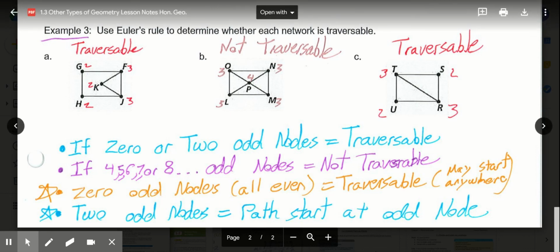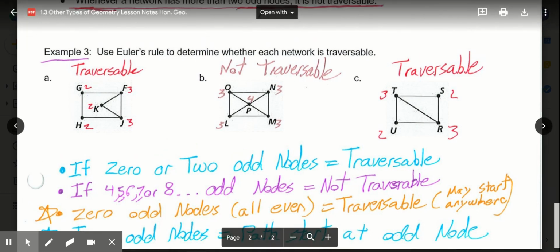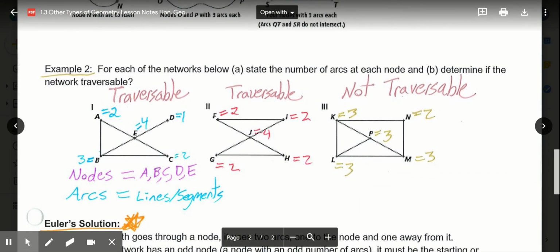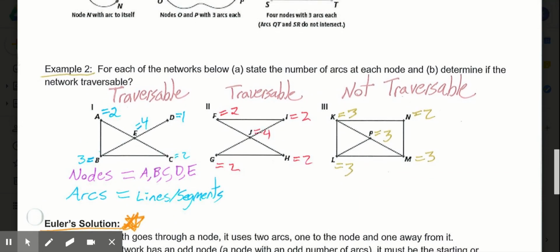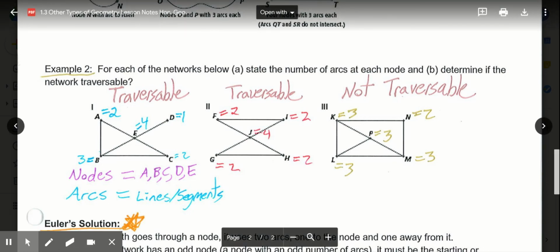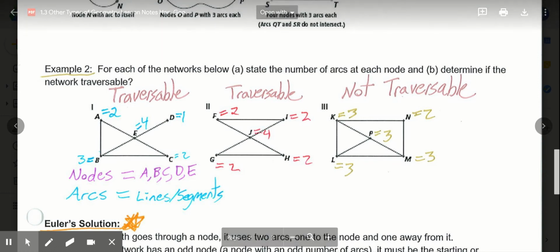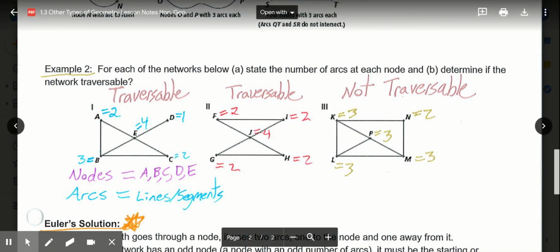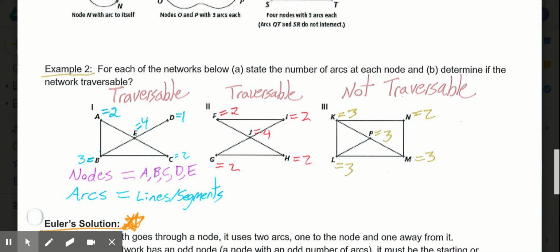So now we're going to take those ideas and apply them to examples 2 and 3. In example 2, they want us to first state the number of arcs at each node and then determine if the network is traversable. Again, our nodes are our points. In this first example, it would be A, B, C, D, and E. And the arcs are the lines or segments or curves. So I wrote next to my different nodes how many arcs there are at each.